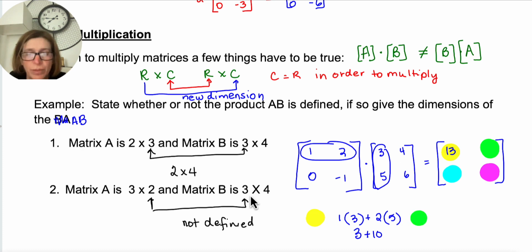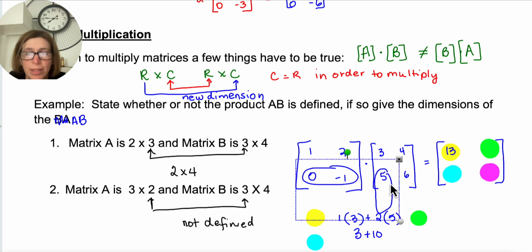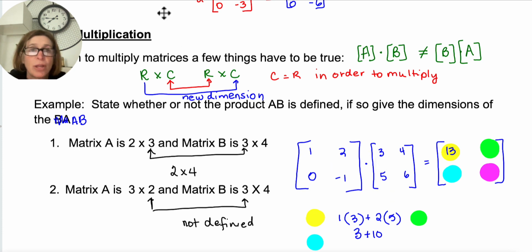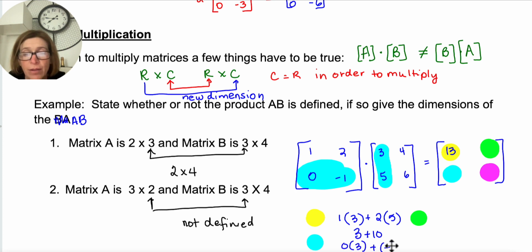Actually, let's do blue. Let's go down. I'm going to move down to this row and this column. That's going to give me the blue. So that's going to be 0 times 3 plus -1 times 5, which is 0 minus 5, so -5. Now I move on to the green.